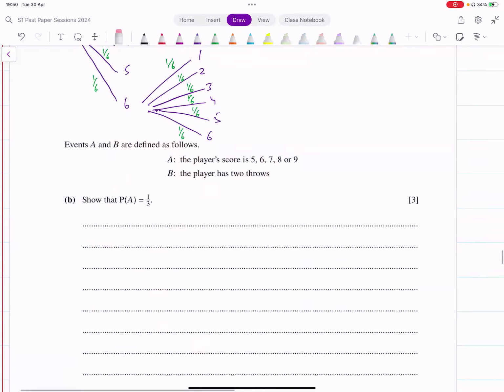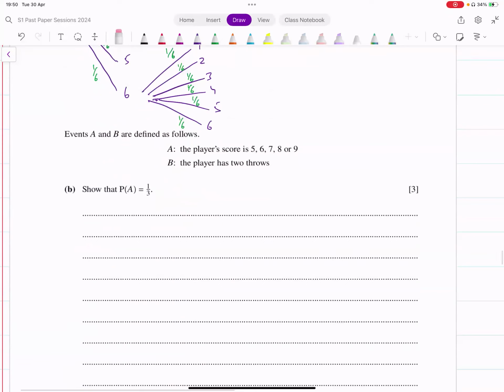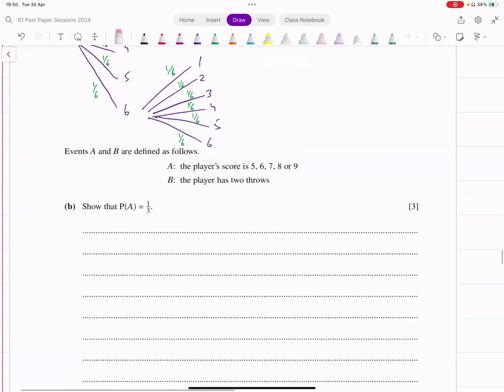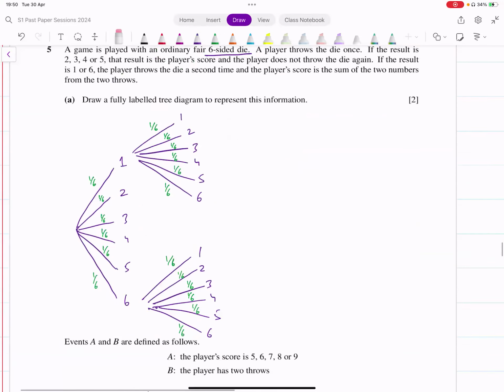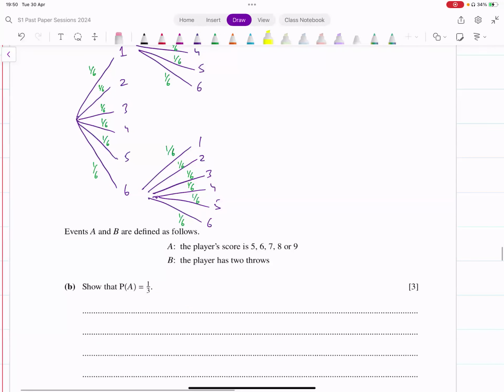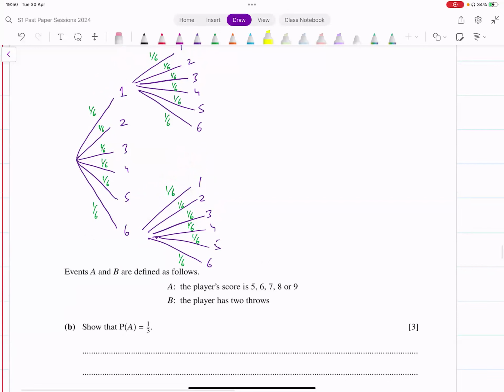Now let's move on to the second part. It says events A and B are defined as follows. Event A is that the player's score is 5, 6, 7, 8, or 9. And they say, find the probability of A. What's the probability that the score is 5, 6, 7, 8, or 9? Let's mark these scores. 5, this is one possibility.